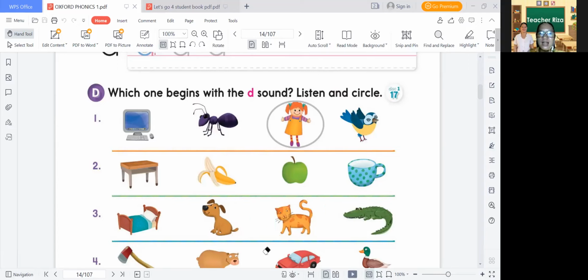Okay, how about the last one? What is this? It's an alligator. What is this again? Alligator. Okay, so this picture is an example that has the sound. Okay, do you understand? Do you understand?